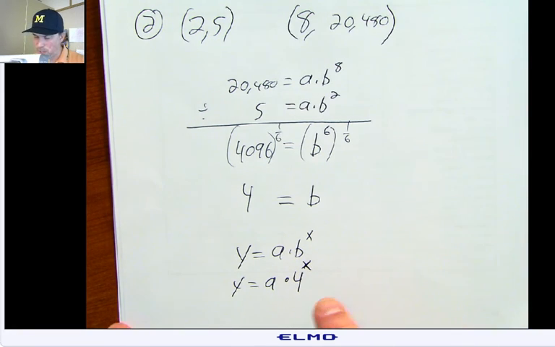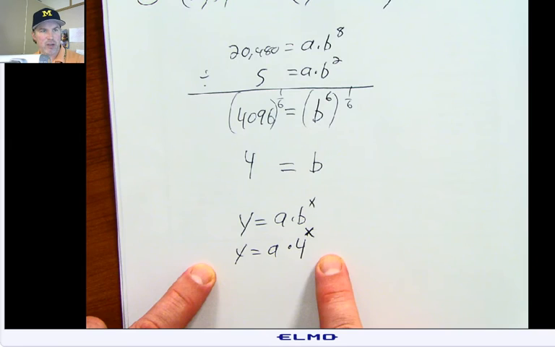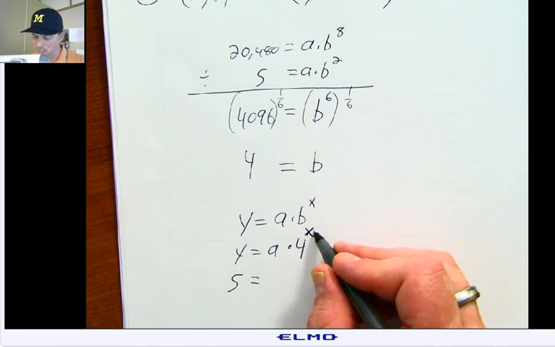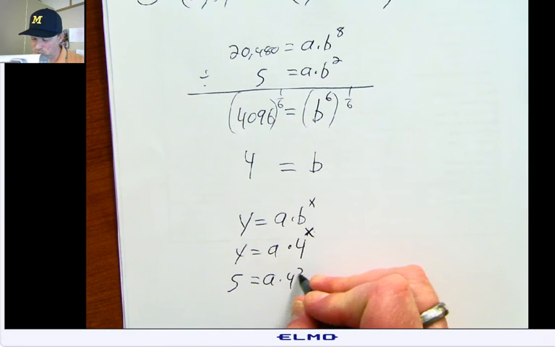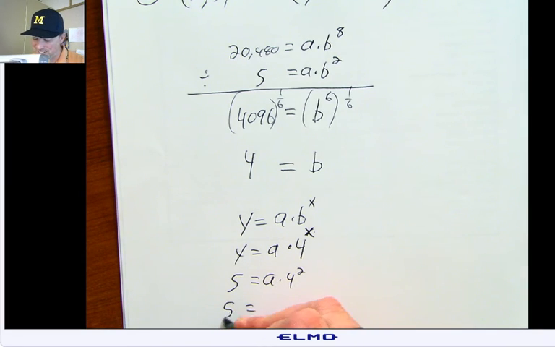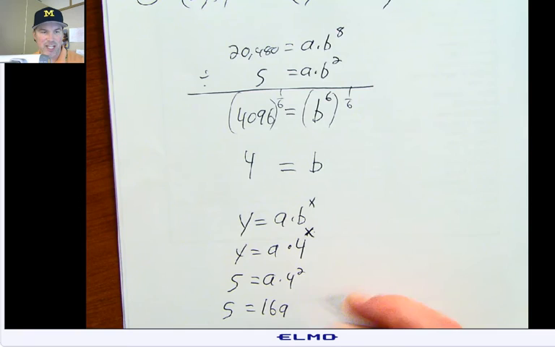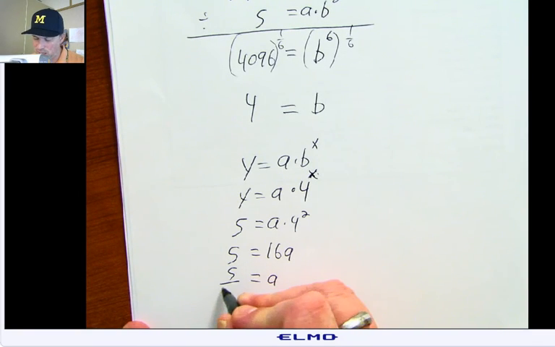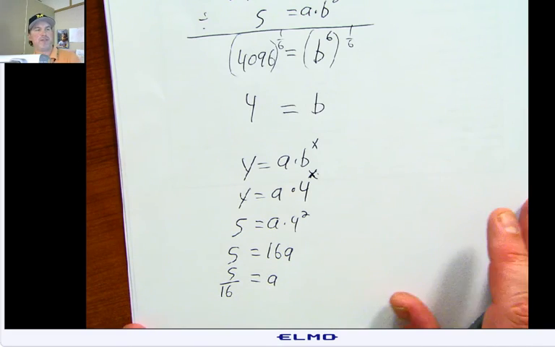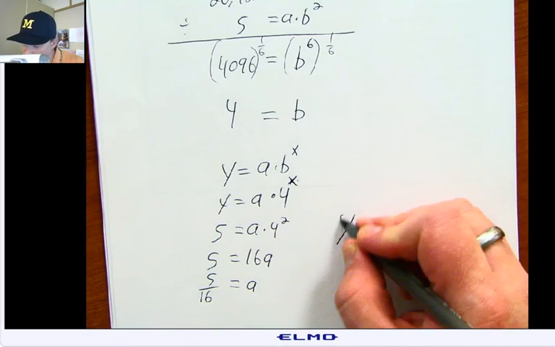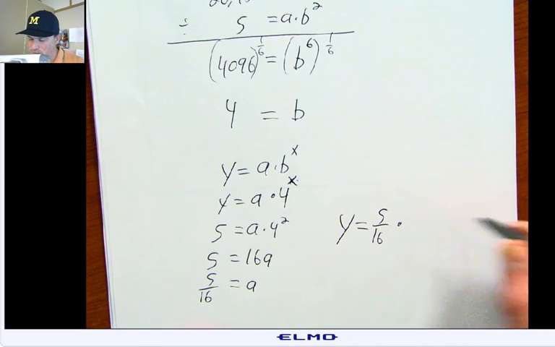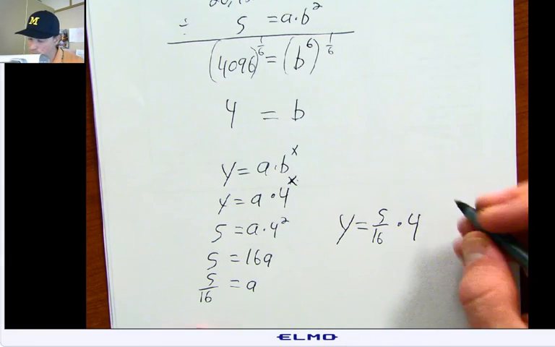So I have y equals A times 4 to the x. And now I'm going to plug my xy coordinate into the equation. So my y is going to become a 5. My x is going to become a 2, so A times 4 squared. That becomes a 16, so 16a. And when you divide both sides by 16, A, my friends, is equal to 5 over 16. So your final equation is y equals 5 over 16 times 4 to the x.